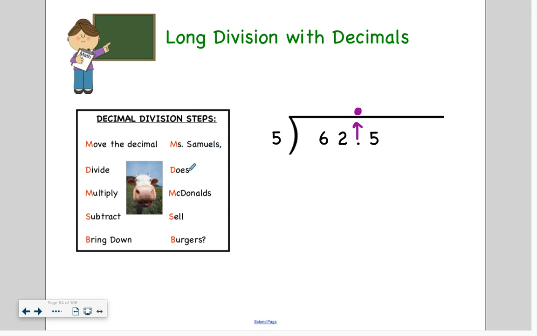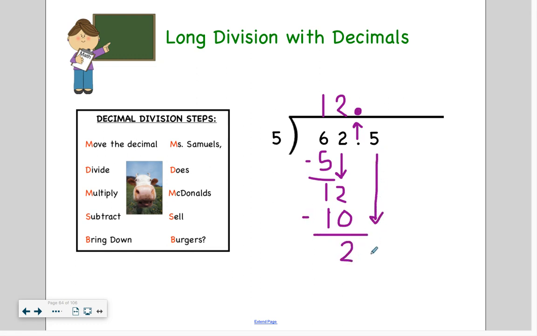Now we need to divide. 5 goes into 6 one time. 1 times 5 is 5. 6 minus 5 is 1. Bring down the 2. 5 goes into 12 2 times. 2 times 5 is 10. 12 minus 10 is 2. Bring down the 5. 5 goes into 25 5 times. 5 times 5 is 25. And we get an answer of 12 and 5/10.